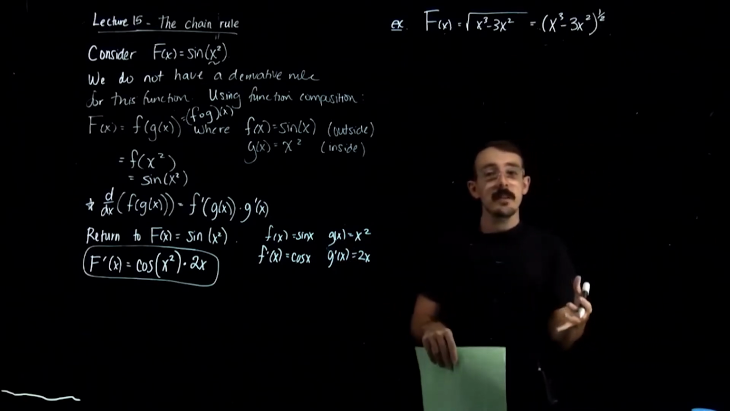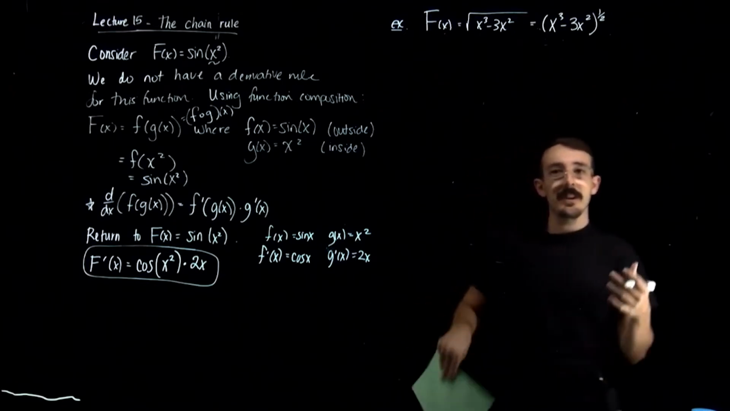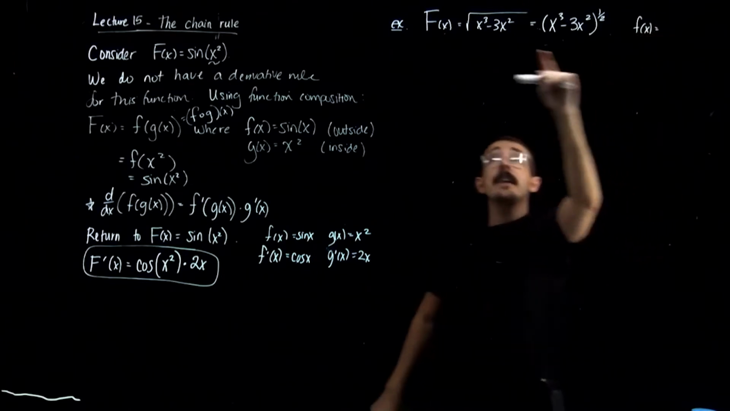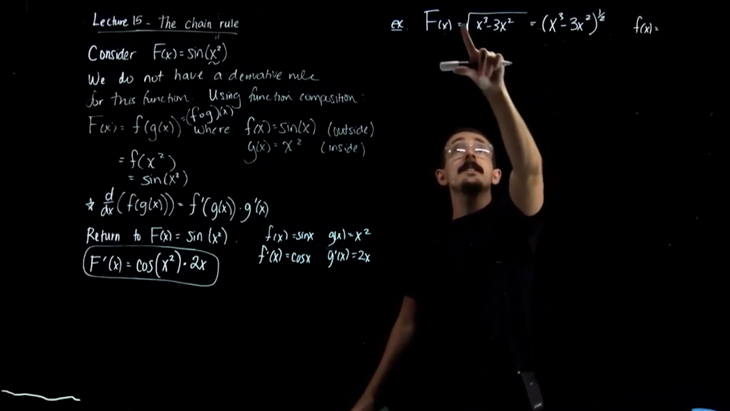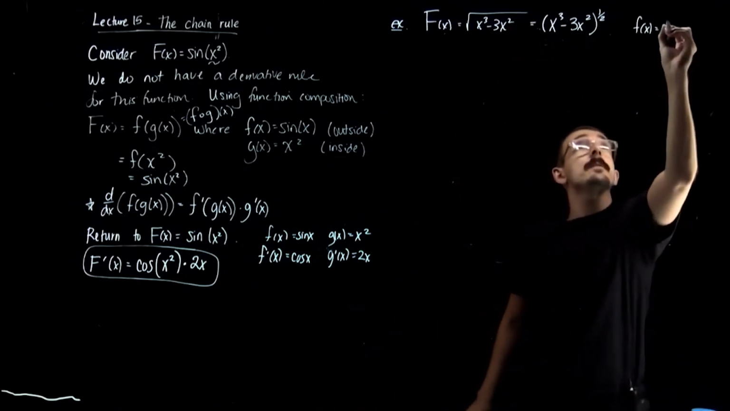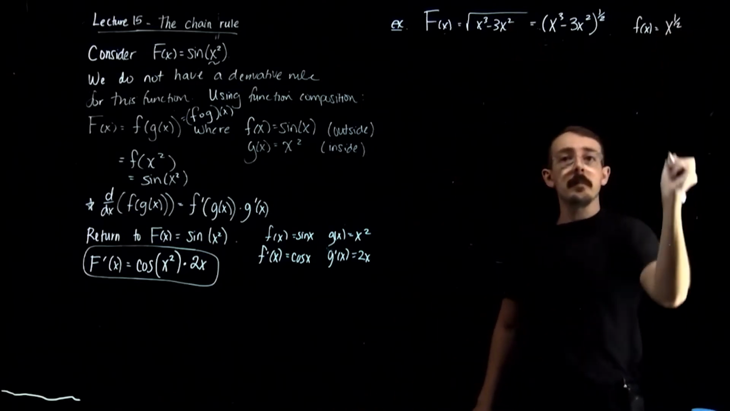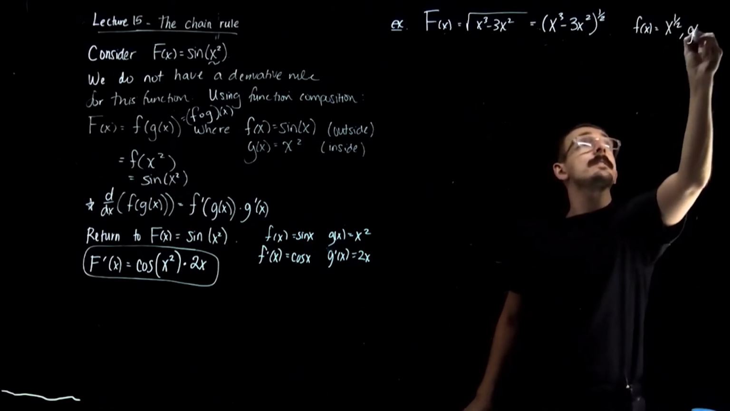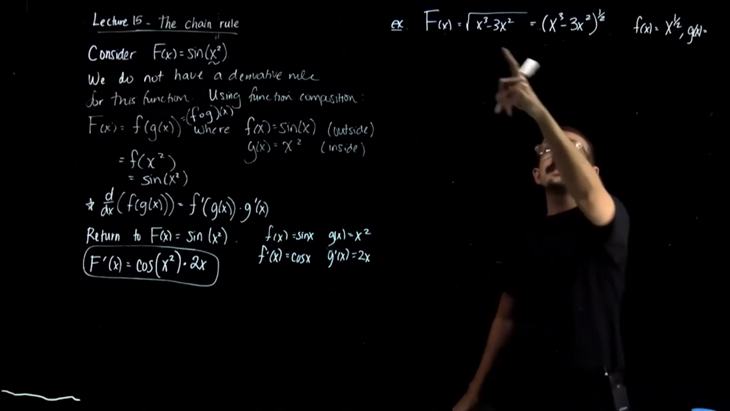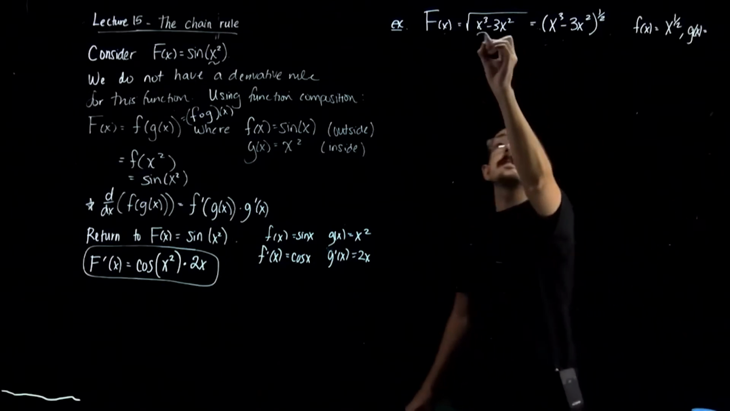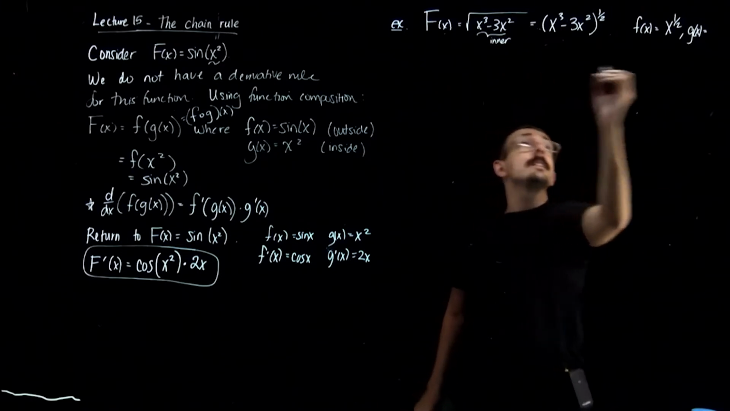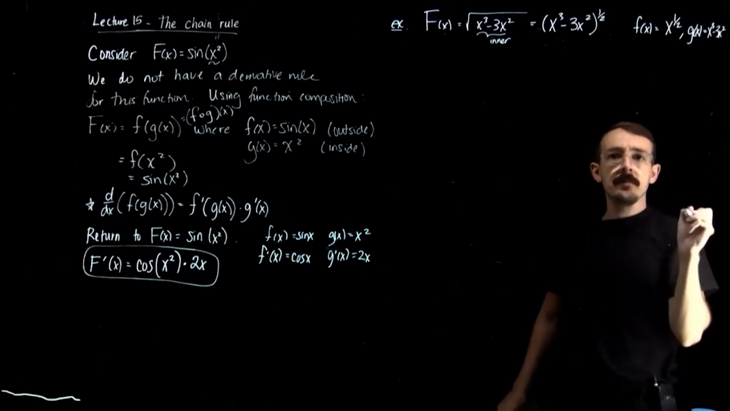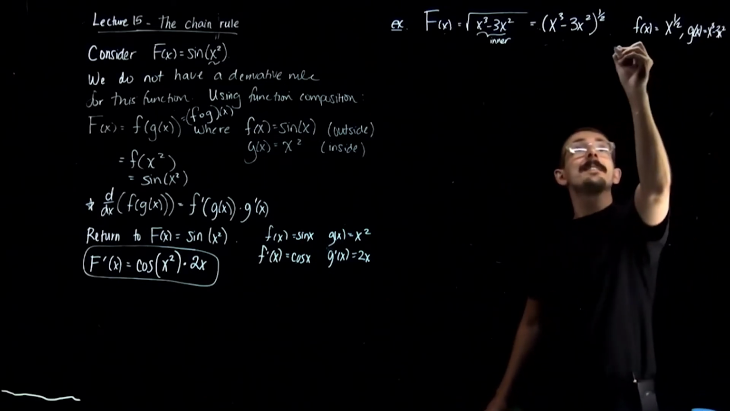So the question is, what's my inner, what's my outer function? Well, the one that's on the very outside of everything, the outer function here, is the square root function. So the square root function is actually my outer function this time. My inner function is going to be what's plugged inside here. This is x cubed minus 3x squared.